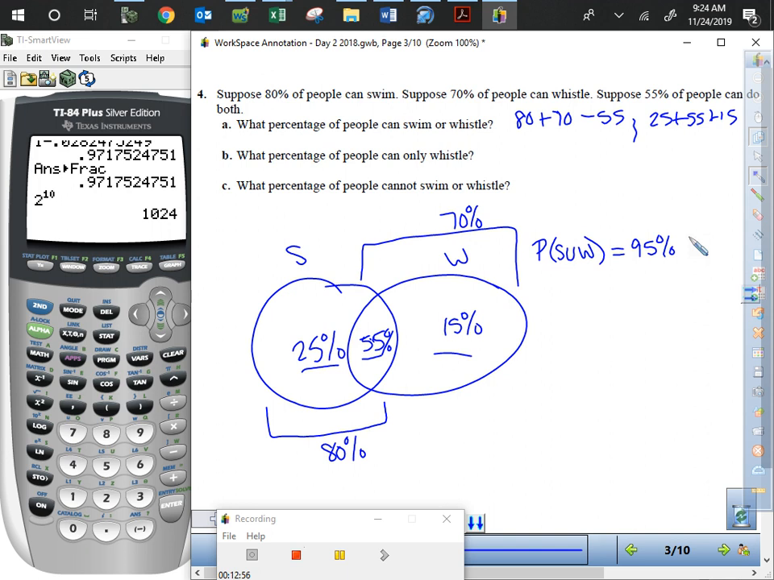So now, on part B, we're asked what percentage of people can only whistle. Only whistle is all the people who can whistle minus the overlap. We did that already to get the 15%.